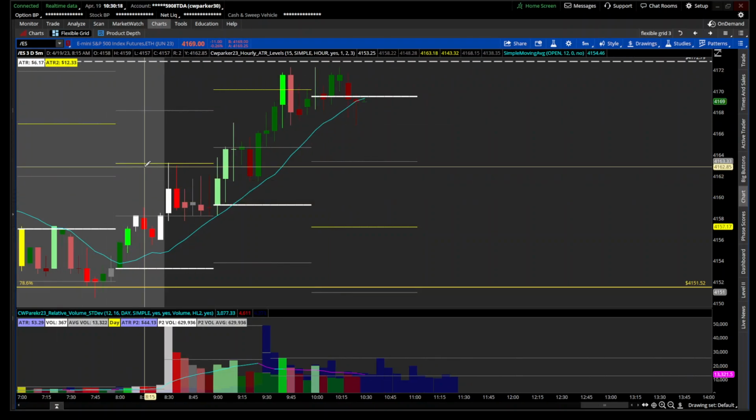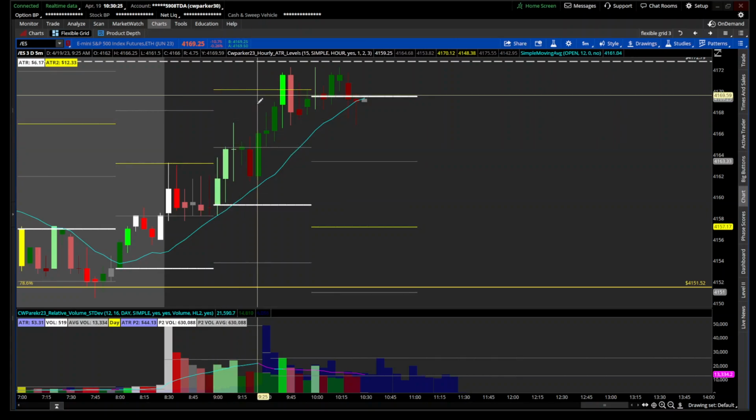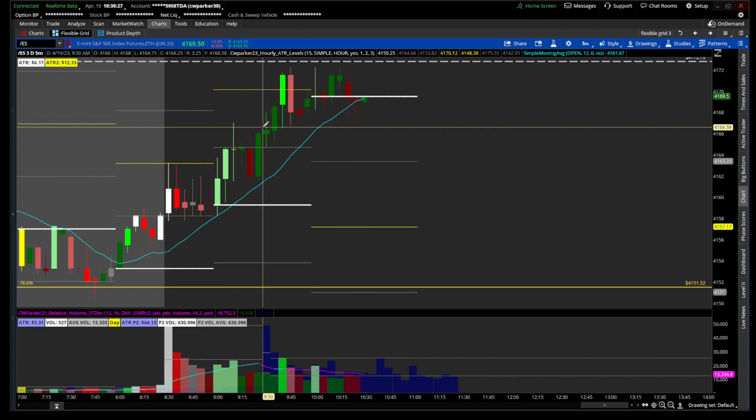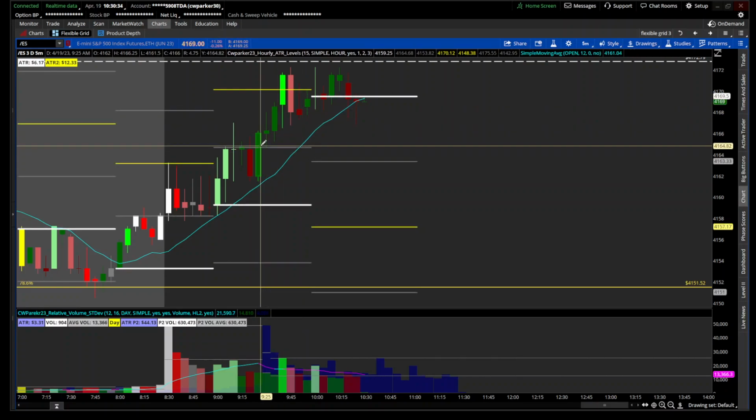So you can use these one times ATR and two times ATR levels as your targets. The stock moves on average this far on each hour. So you can use it like that, and you can use the other ones for your risk levels.